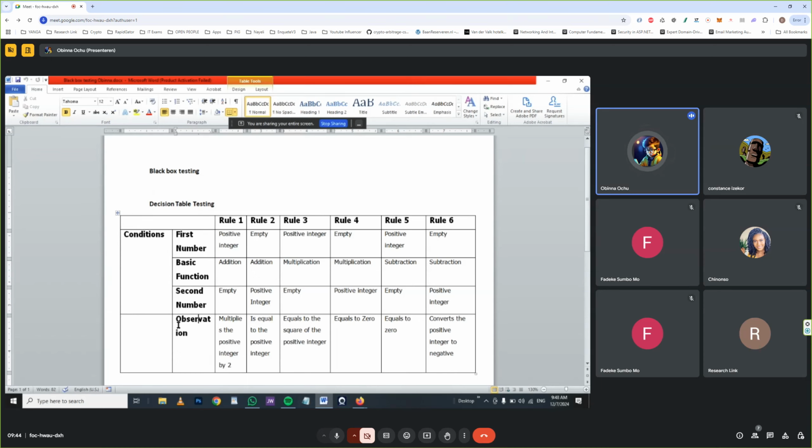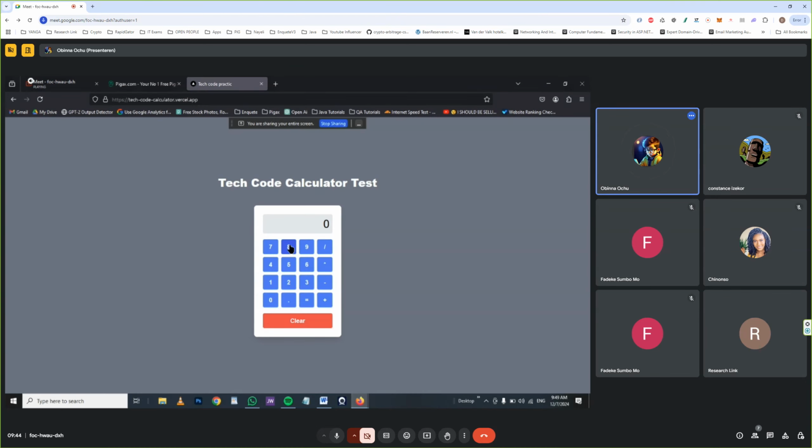So what I now have is observation. As you can see here, I did the testing and I just wrote down what I observed, or the outcome of my black box testing. So this decision rule table is going to say some of the things that I tested. Let's go back to the calculator and check. Here I'm testing to see if 7 times 7 is going to give me, of course, 49. As we know, 49 is 7 times 7. So it gives me 49.